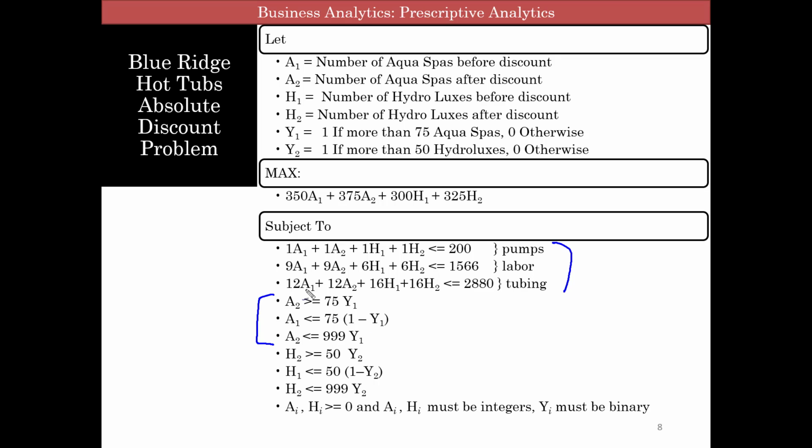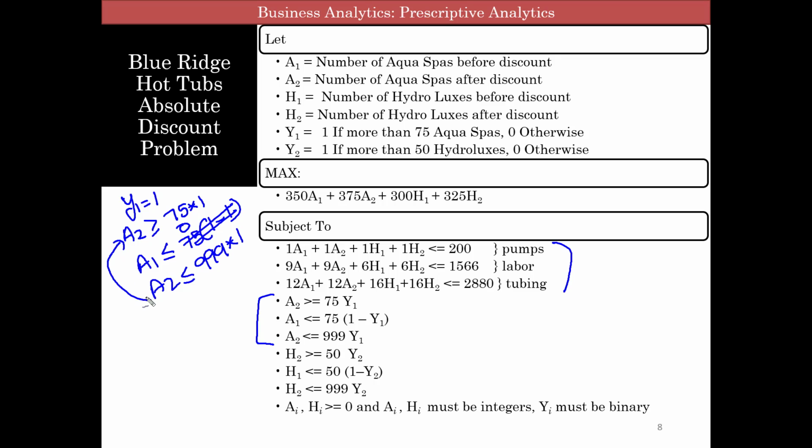Y1. When Y1 is equal to 1, the first one, A2, is greater than or equal to 75 multiplied by 1. So that's A2 is greater than or equal to 75. A1 will be less than or equal to 75 times (1 minus 1), which is 0. So A1 will be less than or equal to 0, and A2 will be less than or equal to 999 multiplied by 1. So A2 will take values between 75 and 999, and A1 automatically is 0.